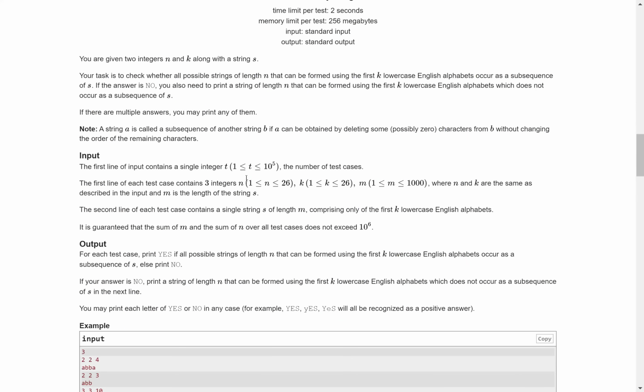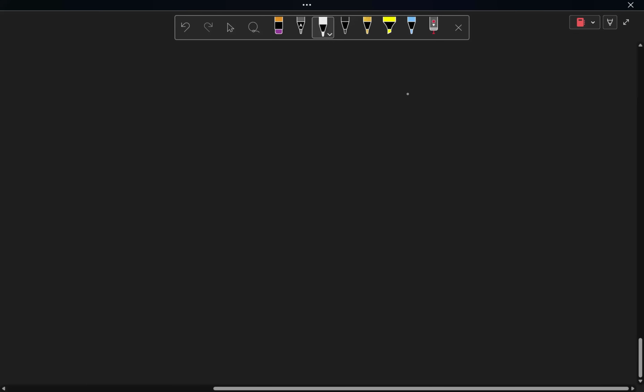And here n would be less than or equal to 26 and k would be less than or equal to 26 and m would be less than or equal to 1000. And over all the test cases, the sum of n and m would be less than or equal to 1e6. So I hope that the problem makes sense.